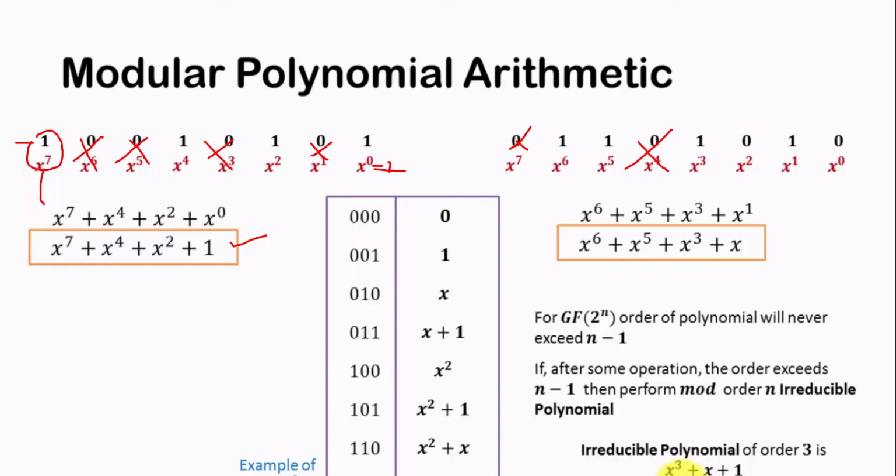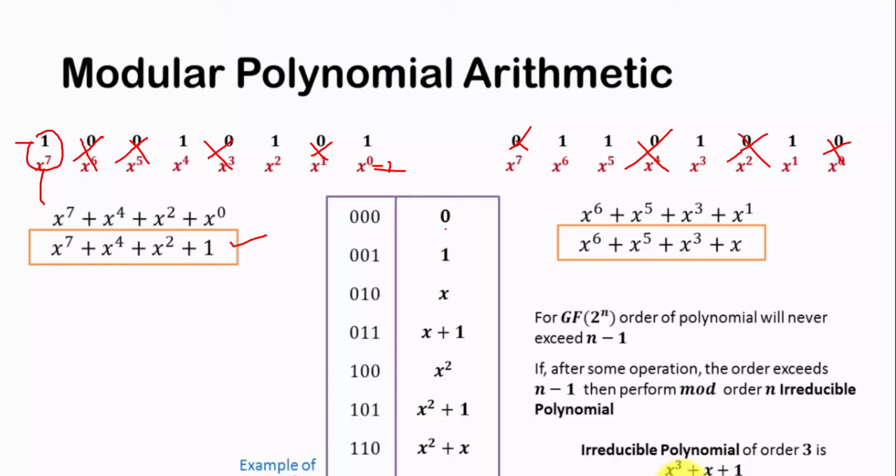Discard this, and x cube in our result. Discard this, 1 into x to the power 1 in our result. Discard this, and this is our result. Okay, then consider one other example.